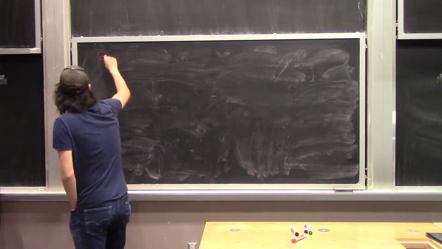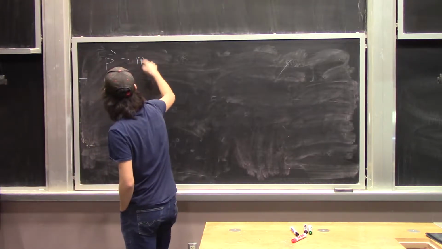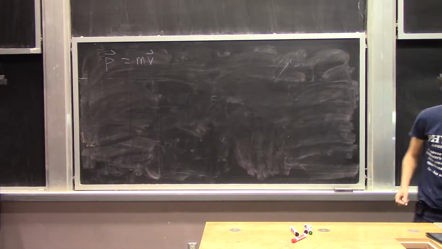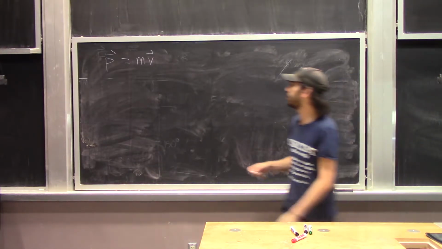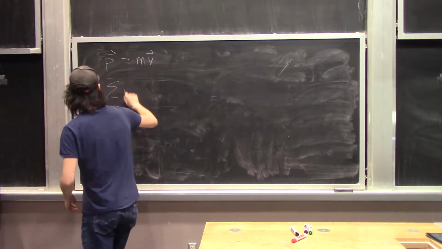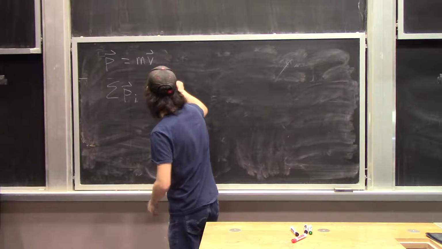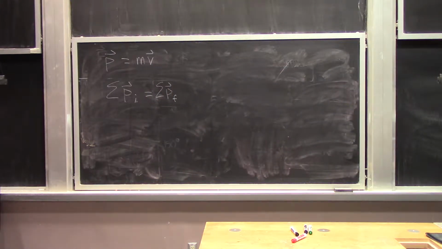So we define the momentum to be a vector, which is the product of the mass and the velocity vector. Now, in situations where we say that the momentum is conserved, what we say is that the sum of the momentum in the initial state is equal to the sum of the momentum in the final state. Now, there were two types of collisions that we talked about when we conserved momentum.